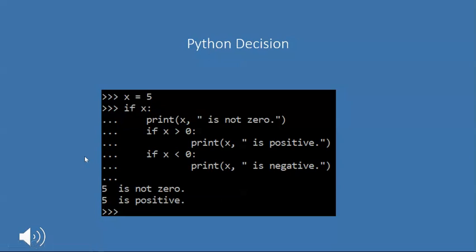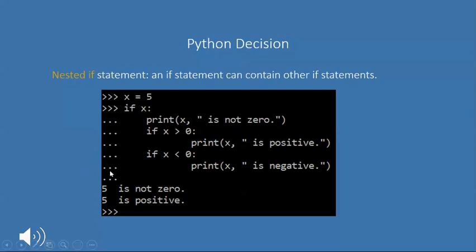In Python, if statements can be nested. That means an if statement can contain other if statements. Here is an example of a nested if statement. The if x larger than 0 and if x less than 0 are nested in if x.